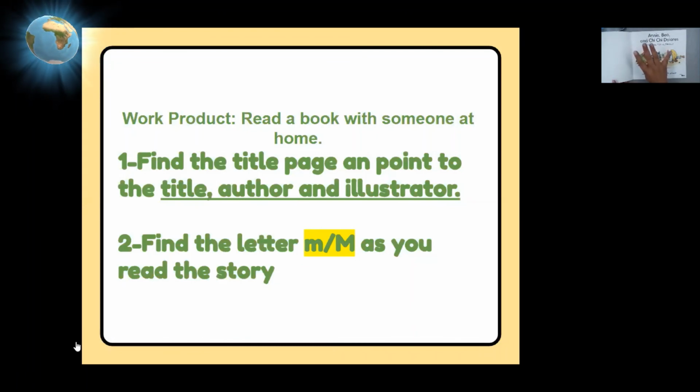Now, the last thing you have to do is find letter what? M. Make sure you count all the letter M's in your book. For example, if I'm looking for letter M, right here, I'm gonna keep looking. I'm gonna keep looking. I don't see any. Oh, I found one within the word jumping. So find all the letter M's in your story and tell someone every time you find one in there.